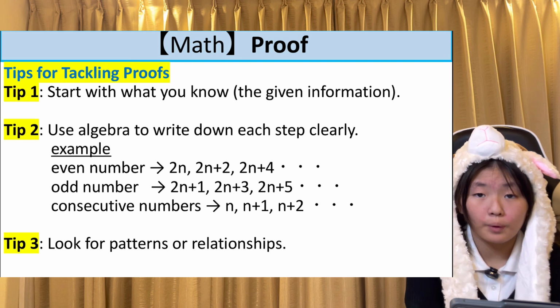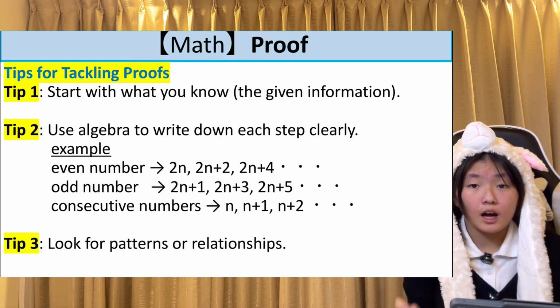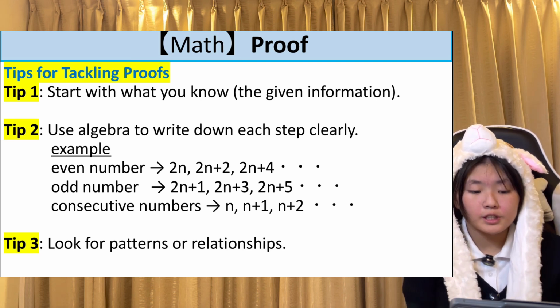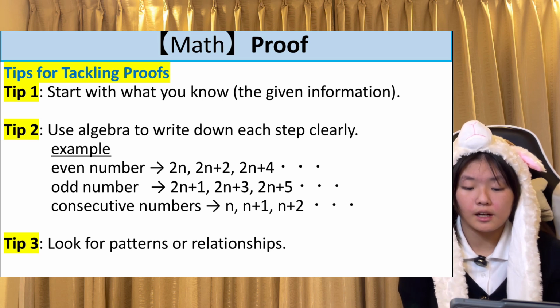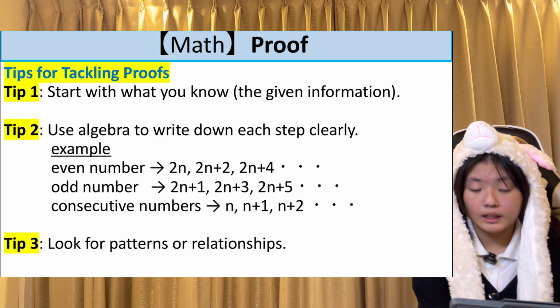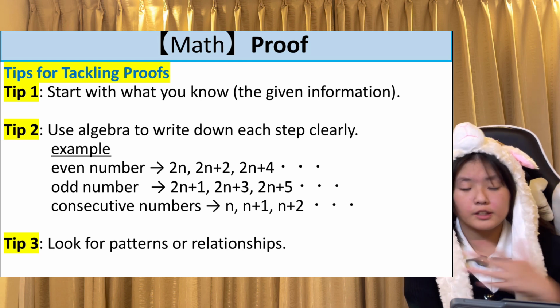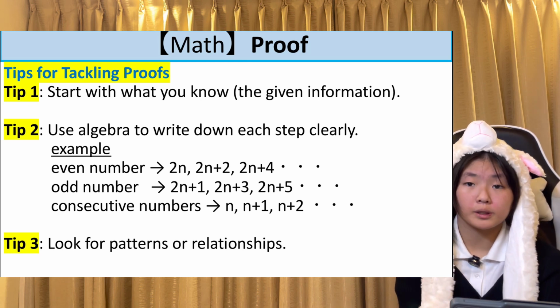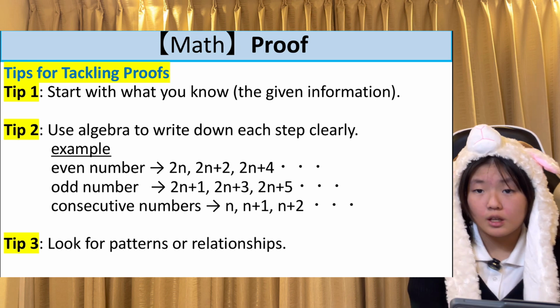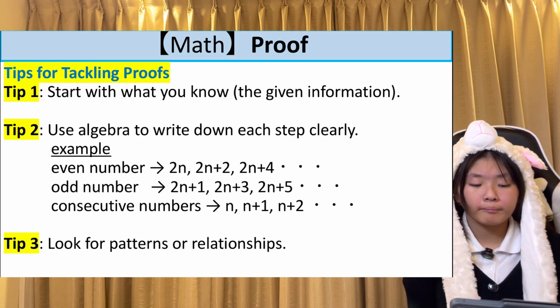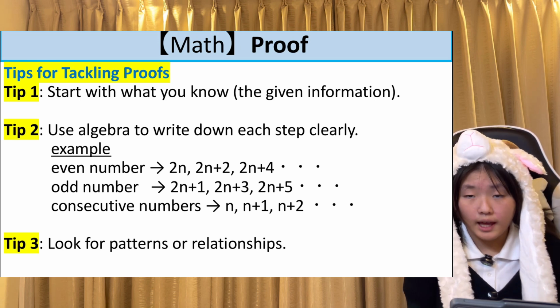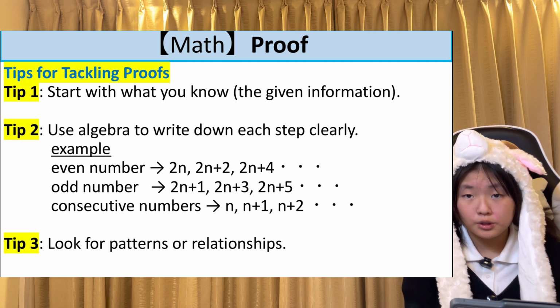You need to start with what you know, the given information that is in the expression, sentences, or equation. Use algebra to write down each step clearly. For example, an even number is 2n, 2n plus 2, and then 2n plus 4, and so on. An odd number is 2n plus 1, 2n plus 3, and 2n plus 5, and so on. Consecutive numbers are n plus 1, n plus 2, and so on.